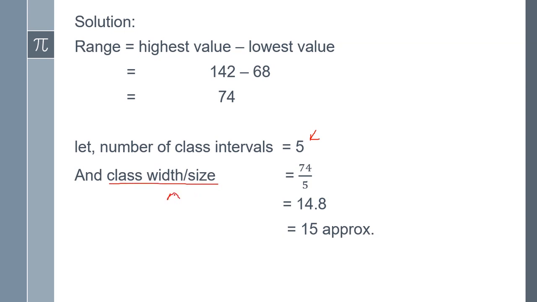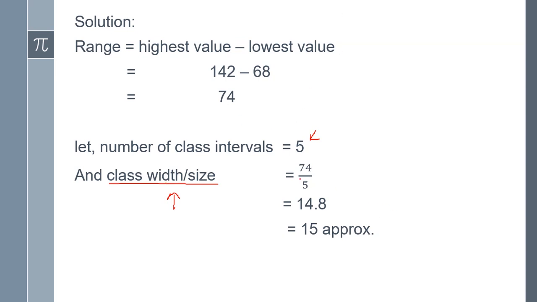This is the main concern. Why do we need to calculate the range and why do we calculate the number of class intervals? So what is class width? Class width is the range in the class interval column that bounds some numbers. You have so many numbers in the data set. Some of the numbers are bounded between two numbers, the smallest number and the highest number of an interval. So that is the class width or class size.